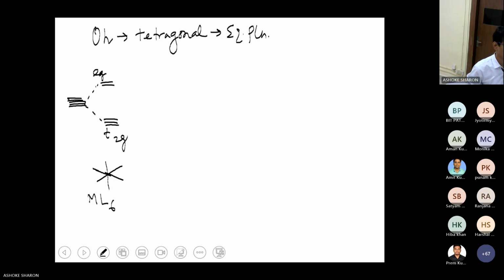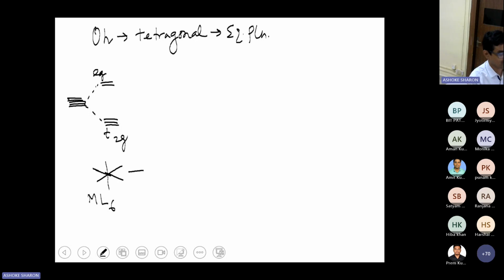ML6 with all the axial and equatorial bond distances equal. Now the ligand field is changed by changing the L or by changing the metal. That means if you shift from one metal to another metal, a special case may arise which leads to a particular distortion known as Jahn-Teller distortion. We will come to it later, so that the axial bonds are either elongated or compressed.